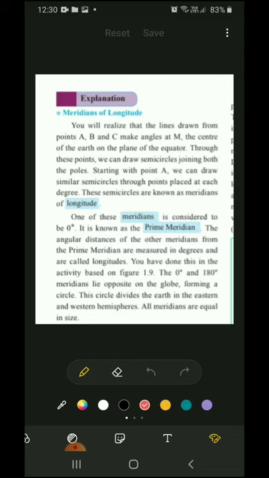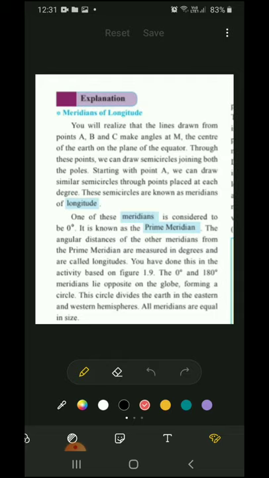One of these meridians is considered as zero. So just as in parallels we have the 0 degree parallel as the equator, in meridians also you have to fix one meridian as the 0 degree meridian. This 0 degree meridian is called the prime meridian. The angular distances of the other meridians from the prime meridian are measured in degrees and are called longitudes. So the prime meridian is considered as the 0 degree meridian, and we measure different meridians or longitudes. We have done this in the activity based on figure 1.9.